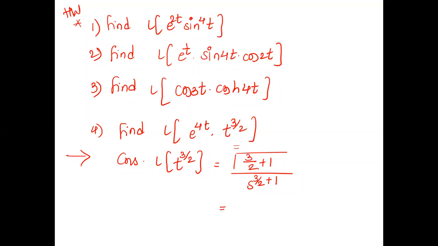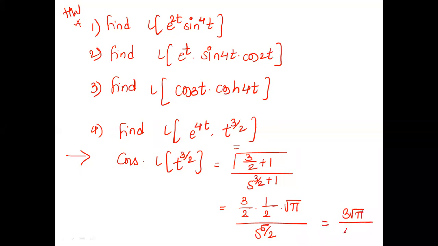Answer will start with gamma 3 by 2 minus 1 to this. So that is 3 by 2, 1 by 2 root pi, correct. Minus 1 again, 3 by 2 minus 1, 1 by 2. And once 1 by 2 comes, you'll write into root pi, upon s raised to 5 by 2. So it is 3 root pi by 4 s raised to 5 by 2 is Laplace of this t raised to 3 by 2.